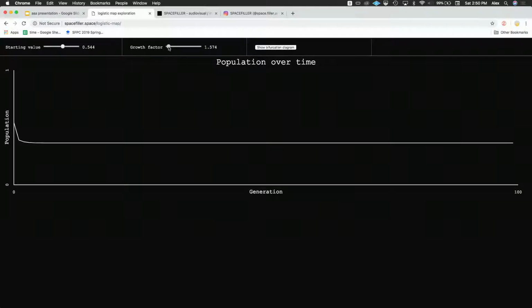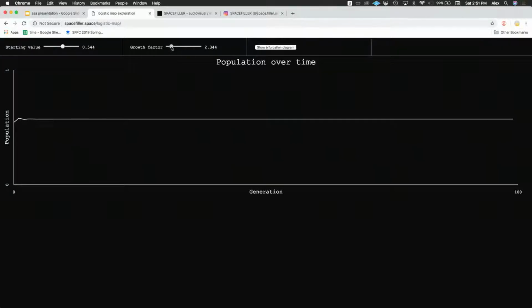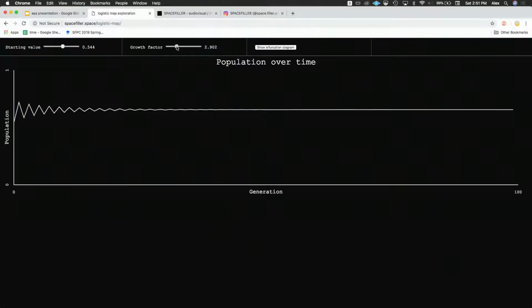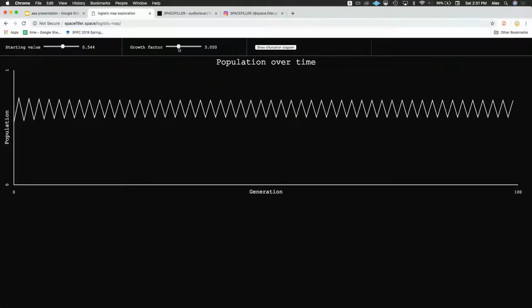As I increase the growth factor, something a little interesting happens. We get kind of these little squiggly bits at the beginning, okay? We get a little bit of oscillation at the beginning, but we're still in that fixed point behavior where we're converging to a value over time. Now, as I continue to increase it, something important happens. I switch from that fixed point behavior to periodic behavior.